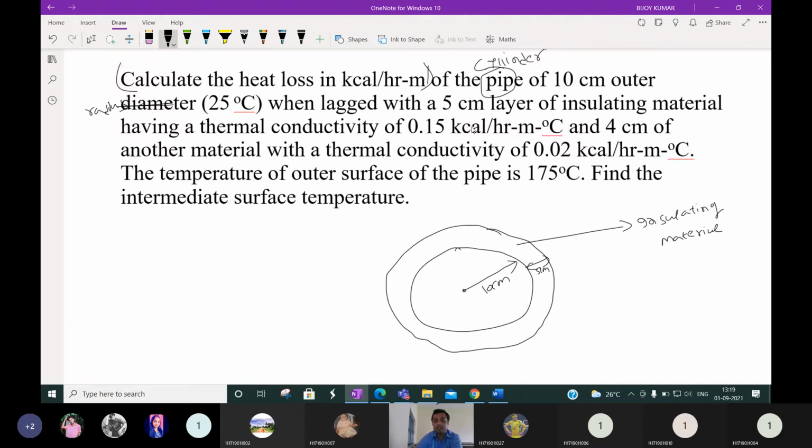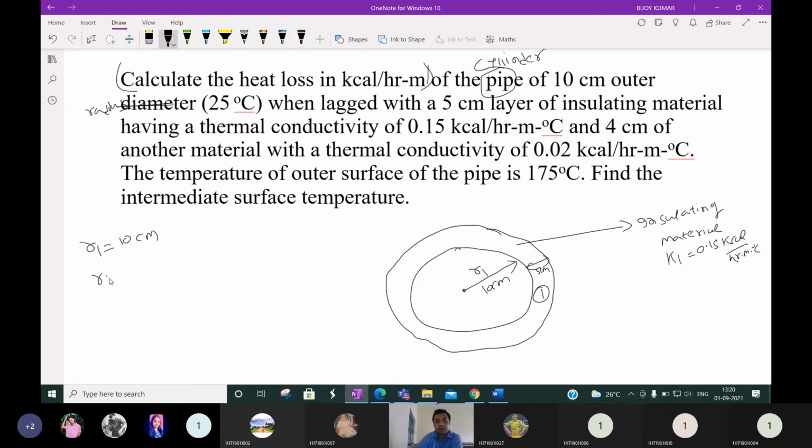Which having thermal conductivity, this one. Suppose this is the first layer. It has the thermal conductivity, we can call K1, equal to 0.15 kilocalorie per hour meter degree centigrade. Suppose then R1 is equal to what? Here 10 centimeter.